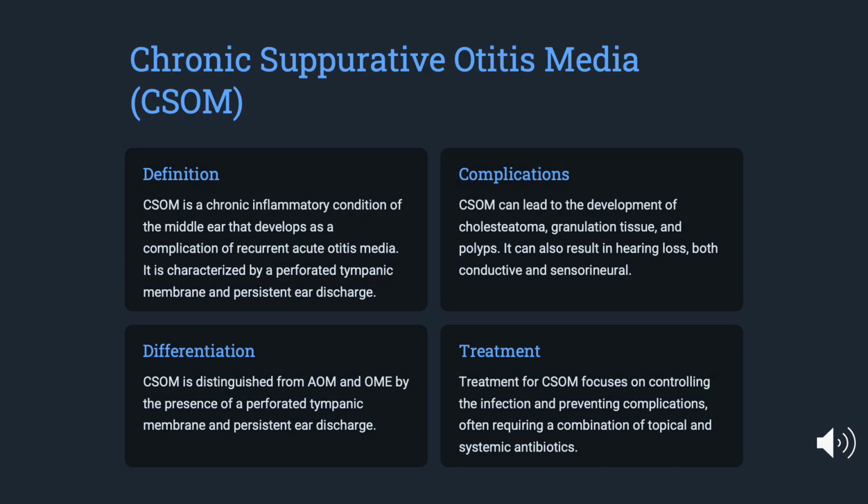Chronic suppurative otitis media is a chronic inflammatory condition of the middle ear that arises as a complication of recurrent acute otitis media. Characterized by a perforated tympanic membrane and persistent ear discharge, chronic suppurative otitis media can lead to the formation of cholesteatoma, granulation tissue, and polyps. Additionally, it can cause both conductive and sensorineural hearing loss, and is distinguished from acute otitis media and otitis media with effusion by the presence of a perforated tympanic membrane and persistent ear discharge.